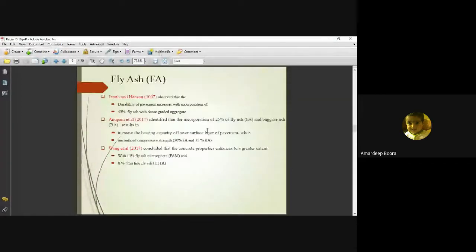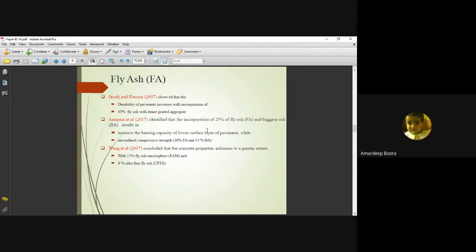Okay, so another is the fly ash. Fly ash has already been discussed in the previous papers and today's presentations also, but over here again I want to share a few references. Some codes are already over here, that is IRC 60 or IS 1489, which give some guidelines on how we have to utilize this fly ash or the lime in different combinations. Gerard and Hansen observed that the durability of pavement increases with an incorporation of 45% of fly ash with dense graded aggregate.